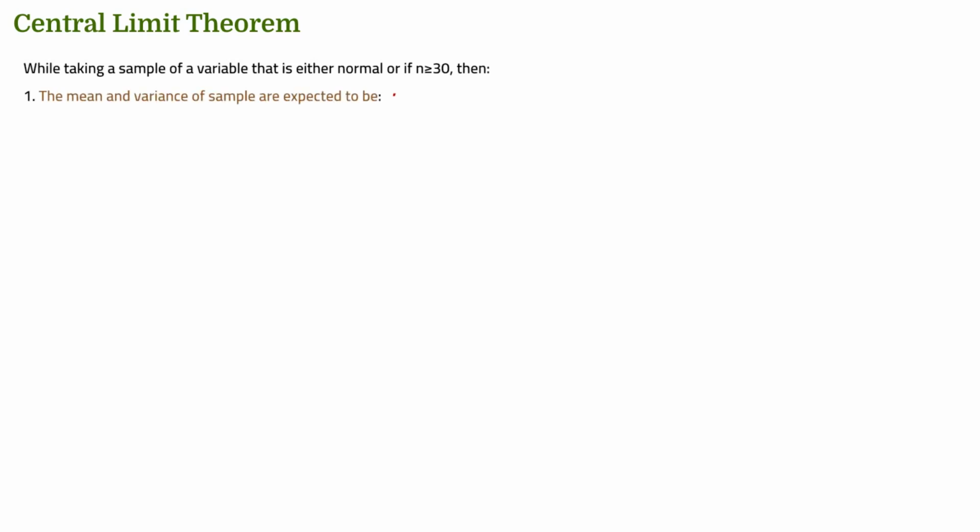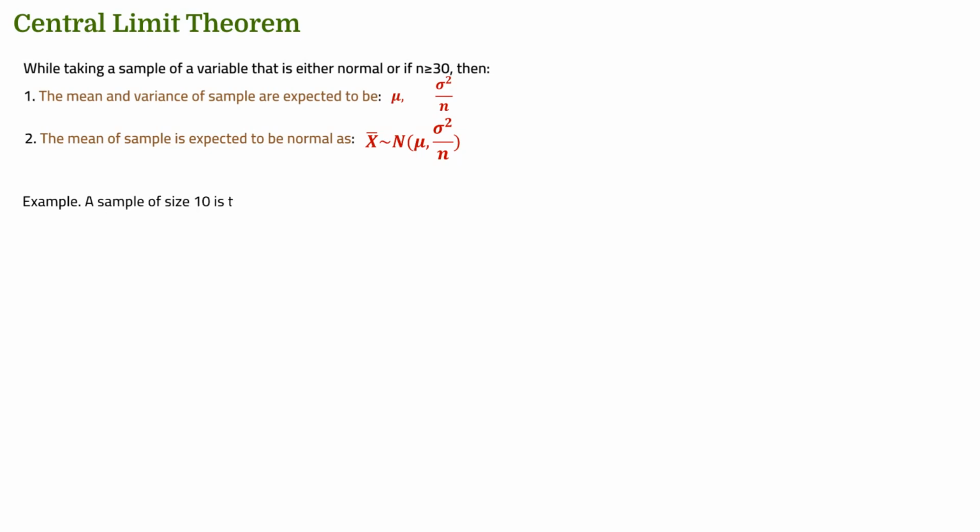Central limit theorem. While taking a sample of a variable that is either normal or if sample size is greater than or equal to 30, then the mean and variance of samples are expected to be mu and sigma squared over n. That means X bar should be mu and variance of X bar is sigma squared divided by n. The mean of sample is expected to be normal with the mean mu and variance of sigma squared over n.